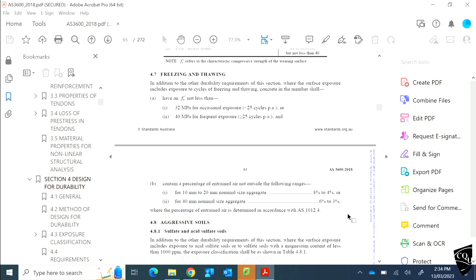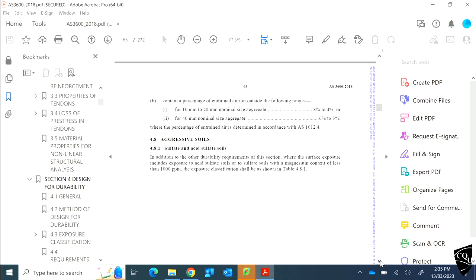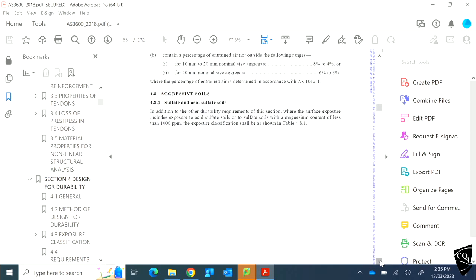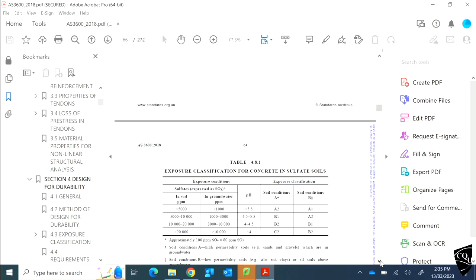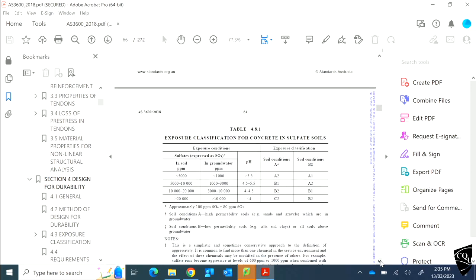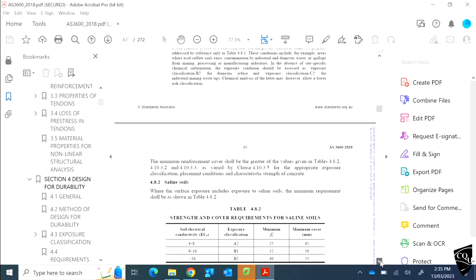So please read this section and see what conditions they are talking about. We may not use each and every thing in our assignment, but we should look at those things. This is sulfate soil, for the aggressive soil kind of things.